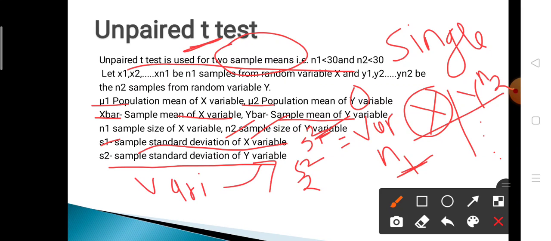These are the notations. Mu1 is the population mean of the x variable, mu2 is the population mean of the y variable, x bar is the sample mean of the x variable, y bar is the sample mean of the y variable, n1 is the sample size of the x variable, n2 is the sample size of the y variable, S1 is the sample standard deviation of the x variable, S1 square is the variance of the x variable, S2 is the sample standard deviation of the y variable and S2 square is the sample variance of the y variable. Okay.